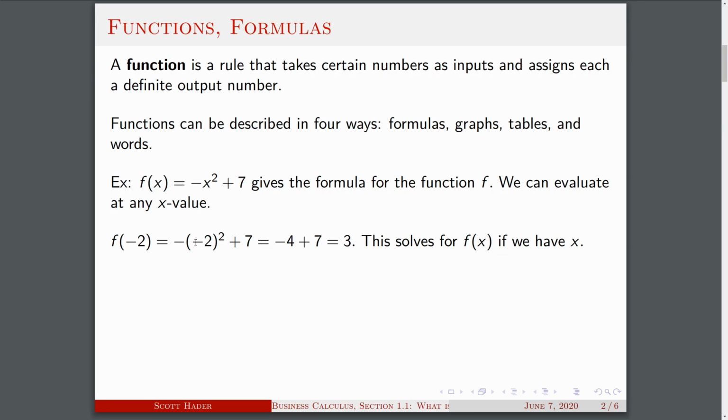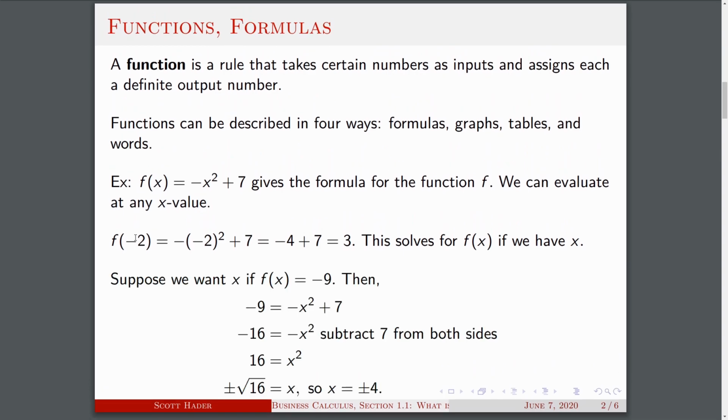Make sure you remember that this minus sign on the outside gets applied last because of the order of operations. So you square it, and then you multiply by minus 1. So we've got 4 times minus 1, so this is actually negative 4. So be careful about that. All right, so we get f of minus 2 equals 3. Good. So this gives us a way to get the y value if we know the x value.